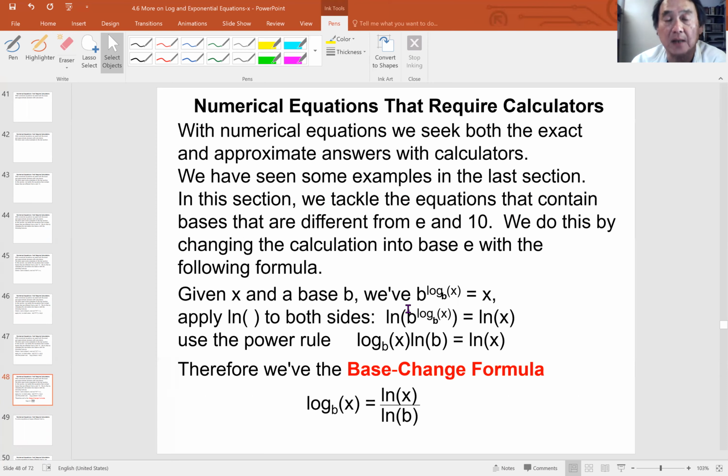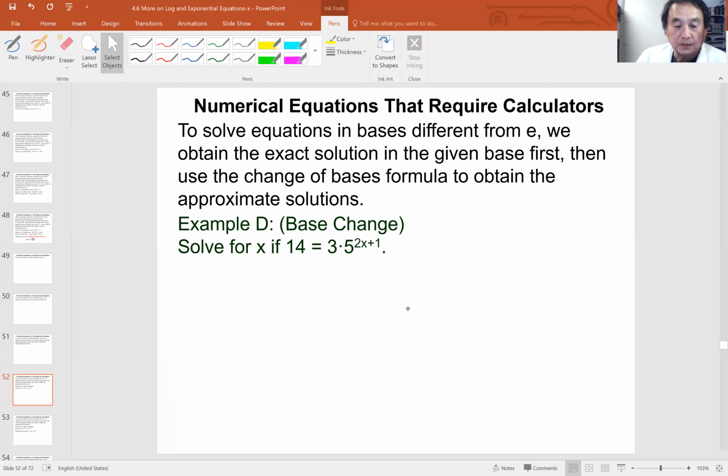So one way to use this formula is I can solve a problem using log base b, and then when I need a numerical answer, I change the base into natural log so I can use a calculator, because log base b is not on the calculator. Here is an example.